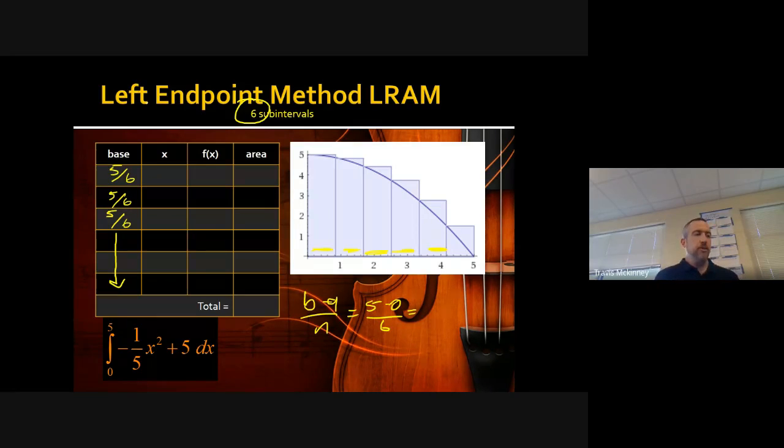Now we're still using a left endpoint method. So the first x value that I'd want to use is still 0. So the first f of x value is still 5. But when I get the area, I'm not doing 5 times 1 this time. I'm doing 5 times 5/6. So my area is going to be like 4.1667.